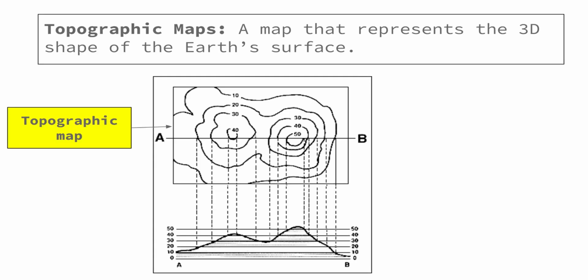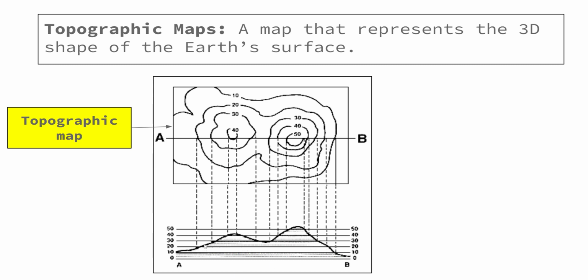Hi everyone, today we're going to be talking about isolines. Before we understand what isolines are, let's talk about something called topographic maps. A topographic map is basically a map that represents the 3D shape of the Earth's surface.